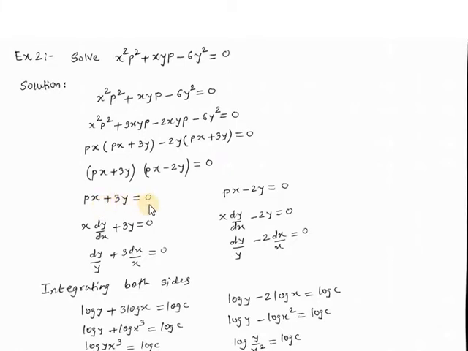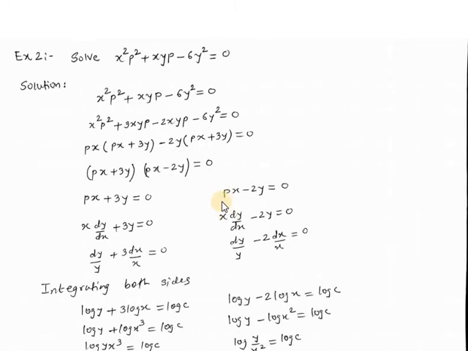Therefore px plus 3y is equal to 0 or px minus 2y is equal to 0. Now here what is p? It is dy by dx. So here it will be x into dy by dx plus 3y is equal to 0. If we simplify it, then it will be x dy plus 3y dx is equal to 0. Now dividing these terms by xy, we will get dy divided by y plus 3 dx divided by x is equal to 0.